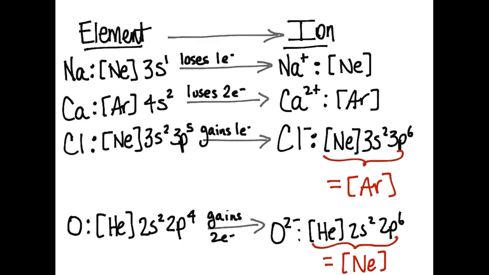And so now what you can see is that elements tend to gain or lose electrons to complete an octet. If they only have 1 or 2 to lose to get a full valence shell, then they will lose those. The metals tend to do that. And the nonmetals, because they only have 1 or 2 to gain, tend to gain electrons to form a complete octet.